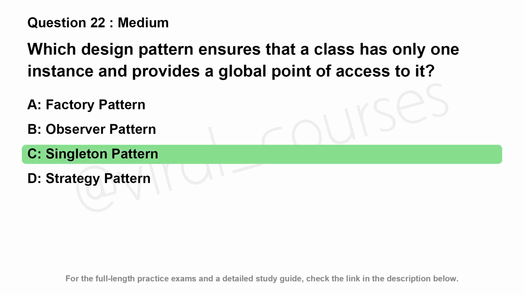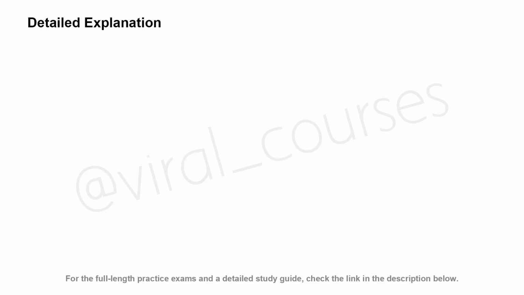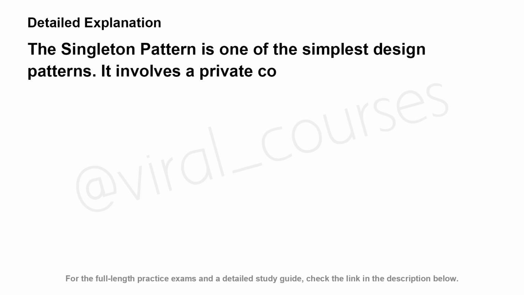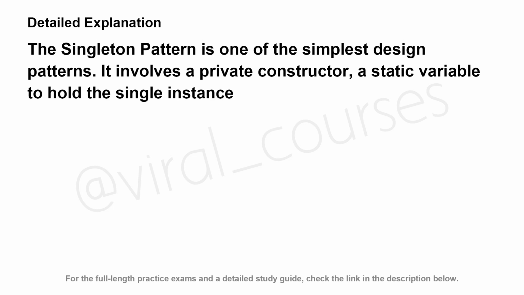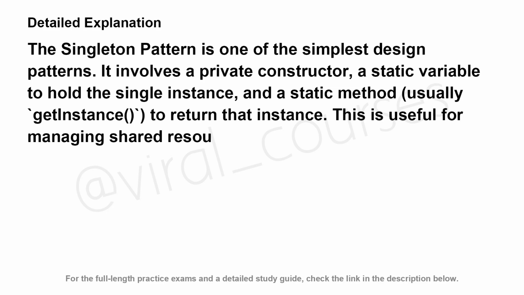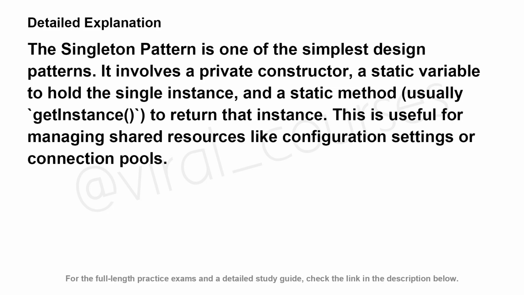The correct answer is C. The singleton pattern is one of the simplest design patterns. It involves a private constructor, a static variable to hold the single instance, and a static method, usually getInstance, to return that instance. This is useful for managing shared resources like configuration settings or connection pools.